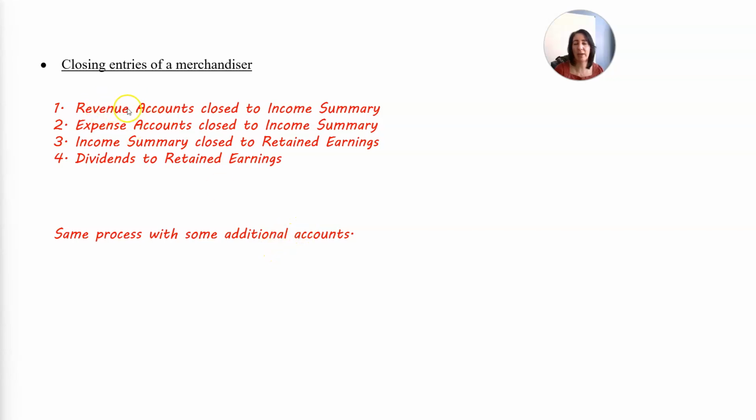The thing is though, we have more revenue accounts because not only do we have to close sales revenue, we've got to close sales discounts, we've got to close sales returns and allowances. So you have two additional accounts that also have to be closed in that first step. But otherwise, it's the same thing as it was in chapter 4. And cost of goods sold needs to be closed with the expenses. All right? Happy merchandising.